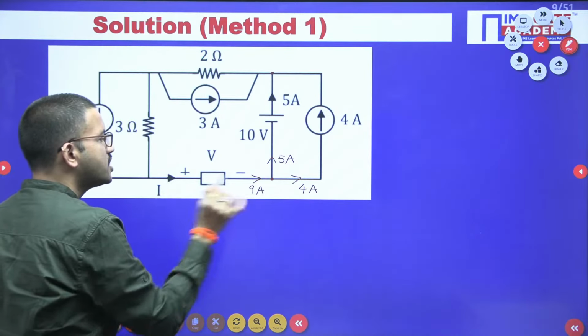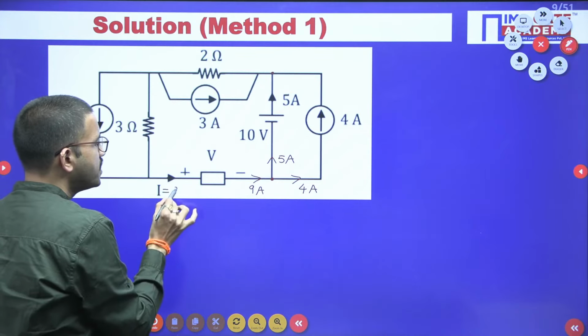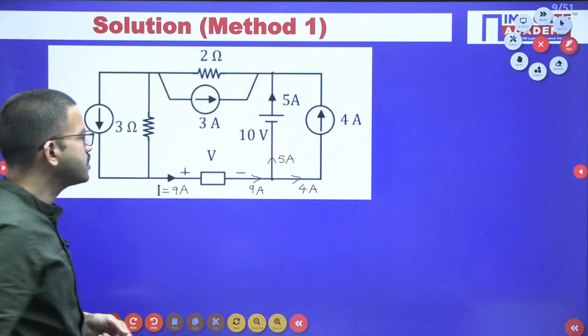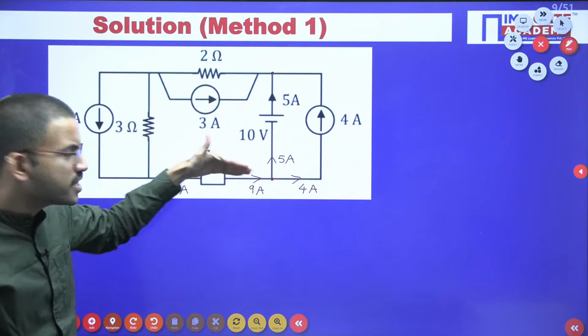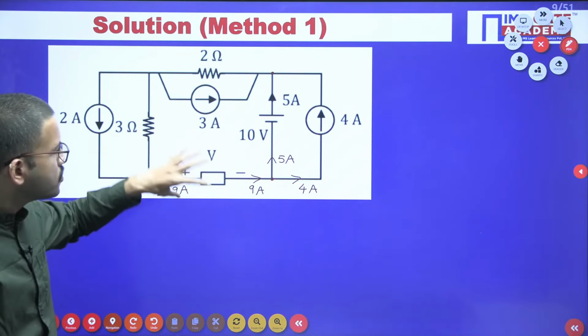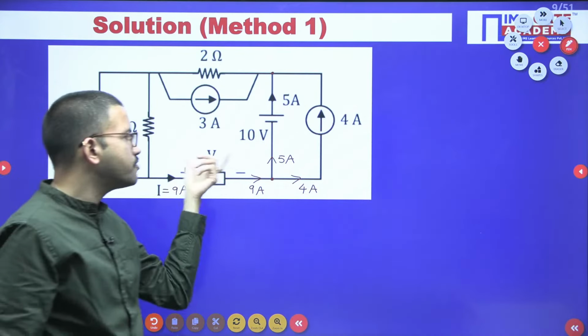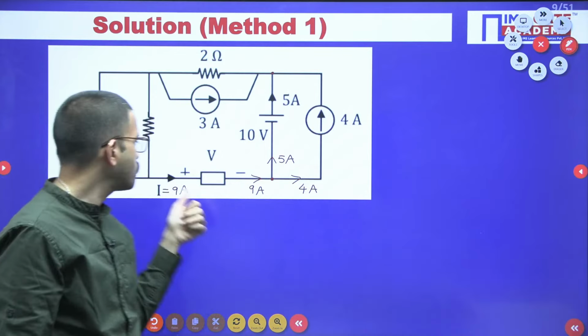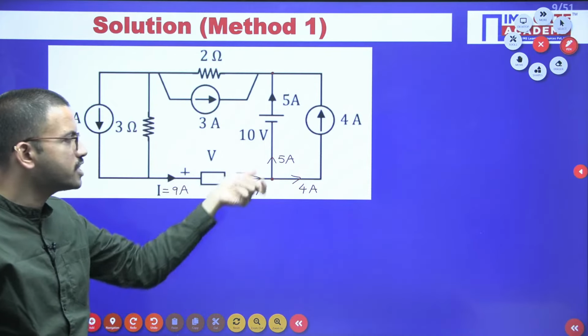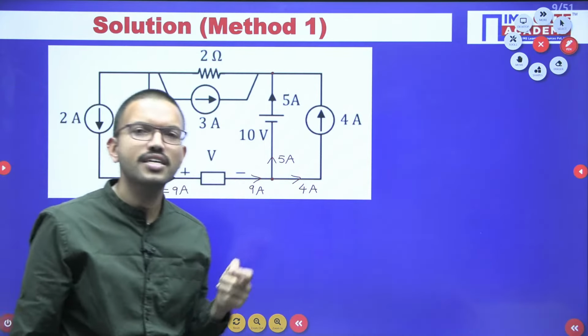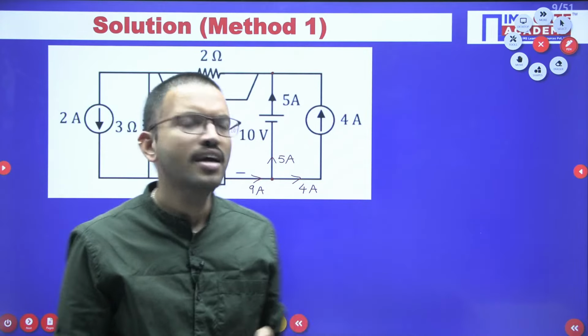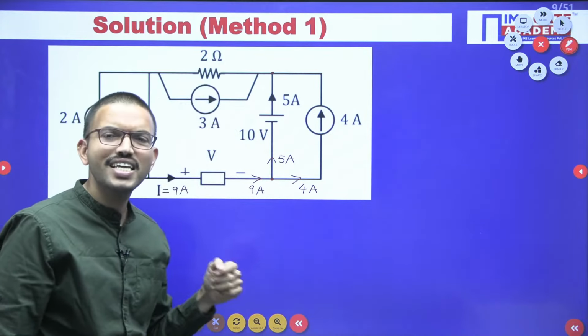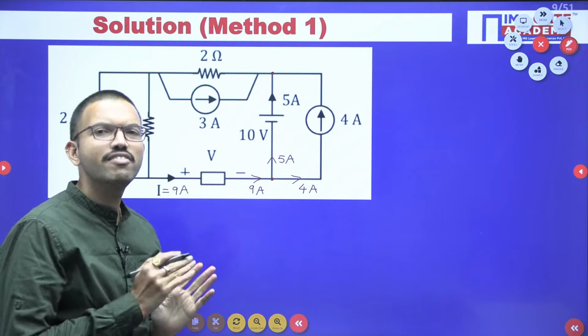So in this particular branch, 9 ampere current is flowing. So that means as of now we have the current in this branch. Somehow or other, if you are able to calculate the voltage across this branch, once you know current and voltage, we can calculate the power, and based on that power value, we can tell whether this element absorbs power or delivers power.